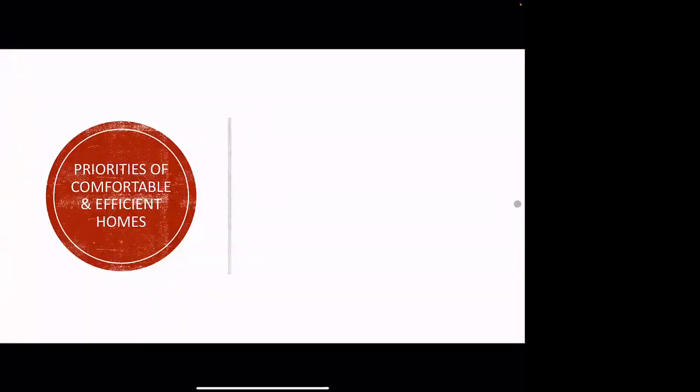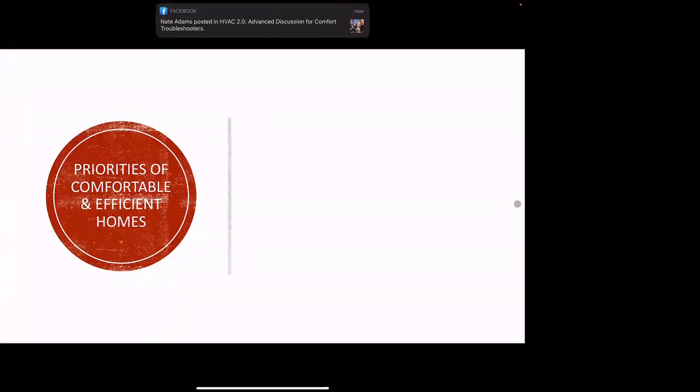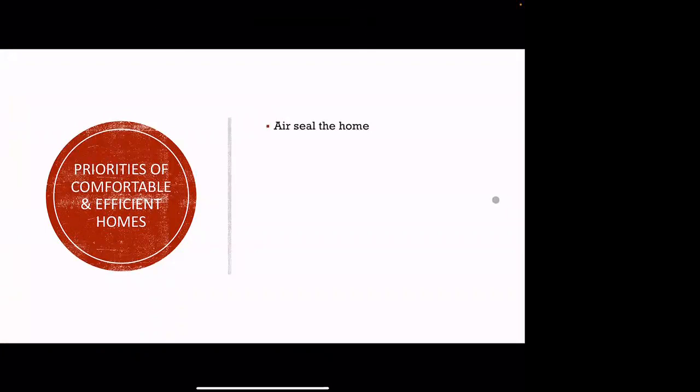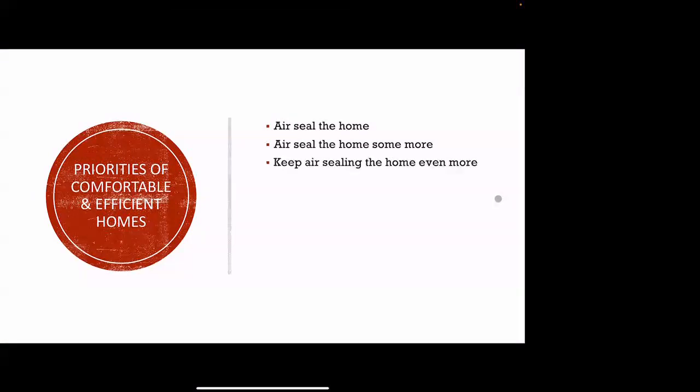So, priorities in comfortable and efficient homes. Air seal the home. Okay, that's number one. What's another priority? Air seal the home some more. Bet you can't guess the third one. Keep air sealing the home even more.